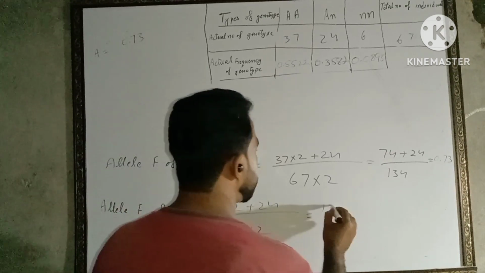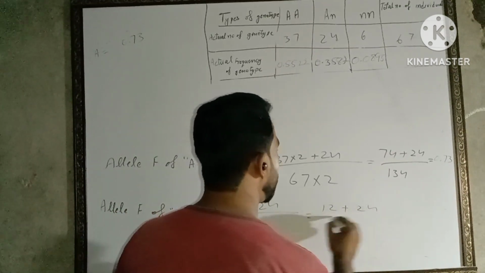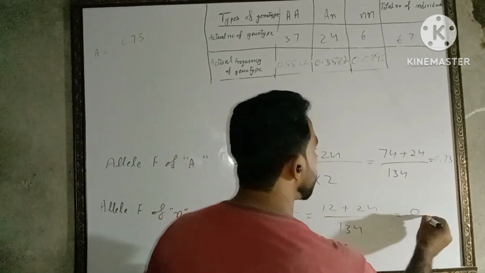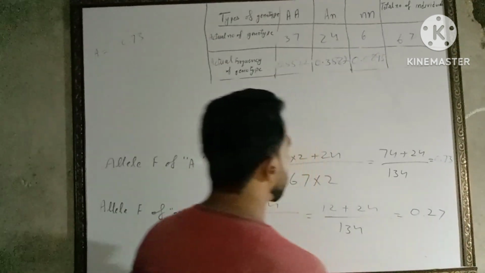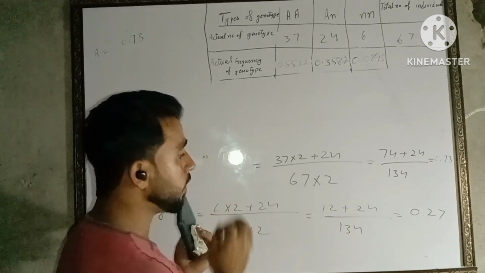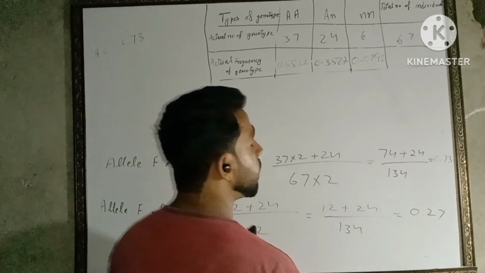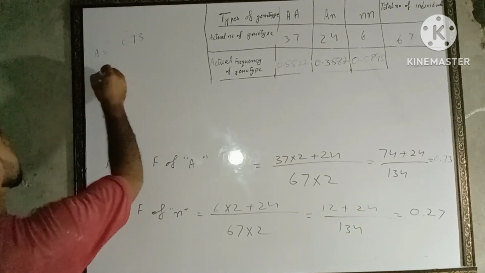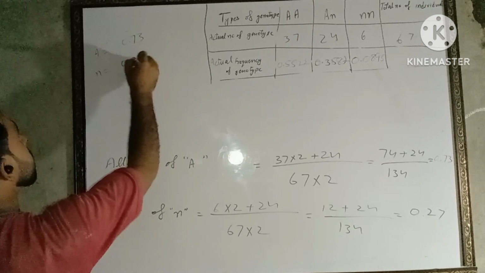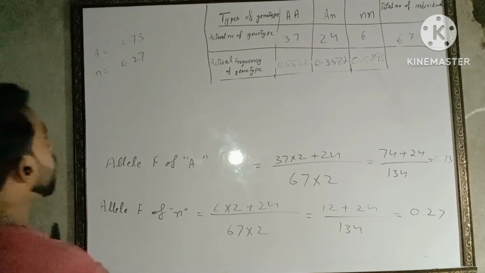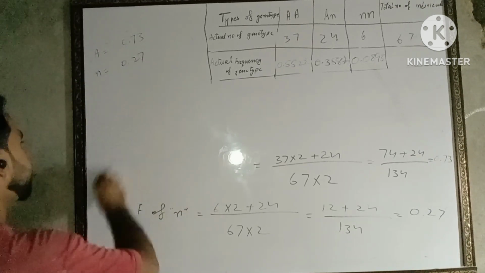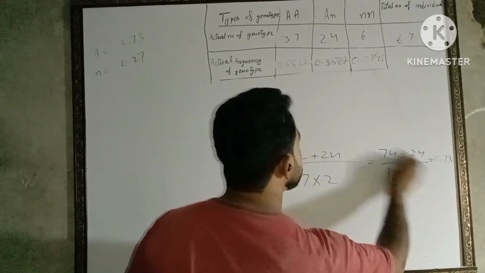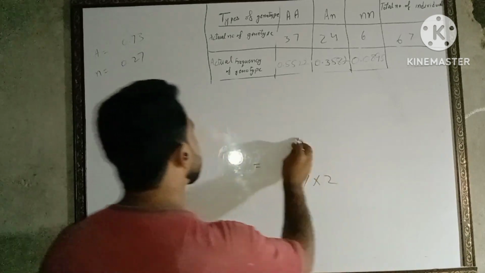Okay. 6 multiplied by 2 is equal to 12, plus 24, divided by 134, that will be equal to 0.27. The allele frequency of N is 0.27. Now we will find the expected number and expected frequency of the individuals by using the equation of Hardy Weinberg equilibrium.